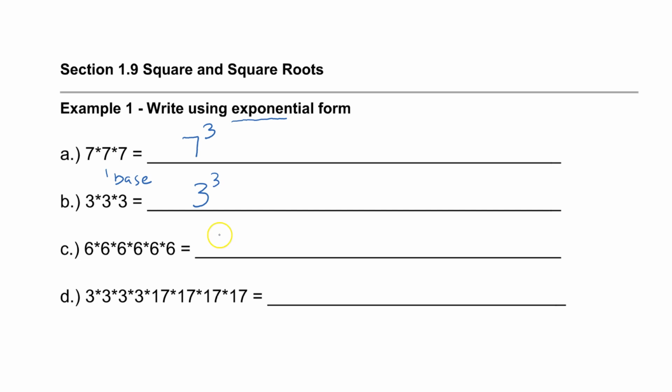For C, 6 is the base. We have 1, 2, 3, 4, 5, 6, and we have to the power 6. And then for D, we have two different bases. We have 3, which is raised to the 4th power, and we have 17 that is raised to the 4th power. We have 1, 2, 3, 4, 1, 2, 3, 4. So we have a dot here, and that dot means multiplication.